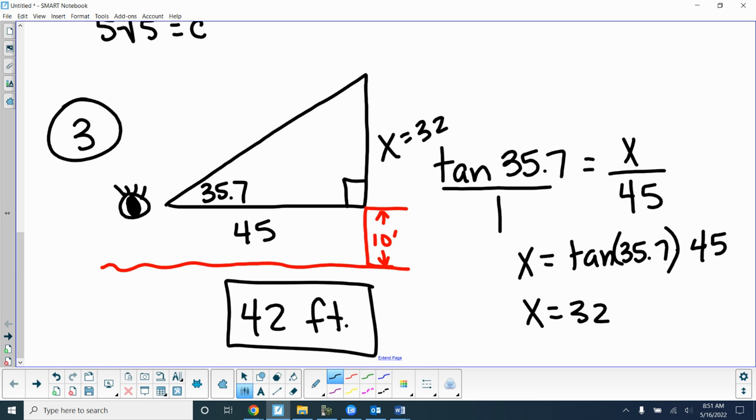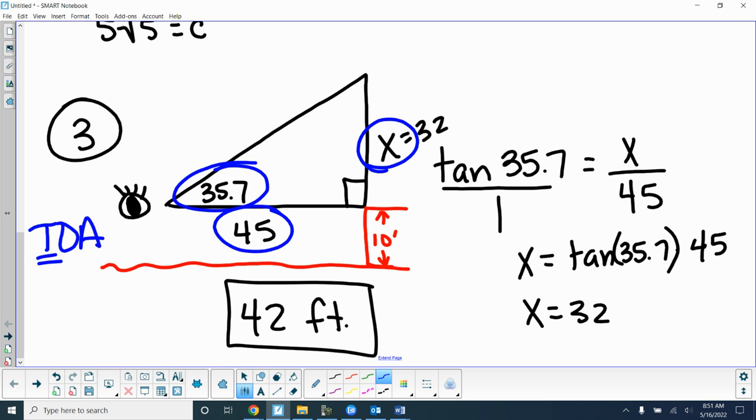Why? You're given this angle. You're looking for this side, and you know this side. Opposite and adjacent is this one. So we've got to use tangent. Okay? So depending on what information you know, you've got to figure out which trig function to use, sine, cosine, or tangent. Right, Sydney? Quit playing on your phone.